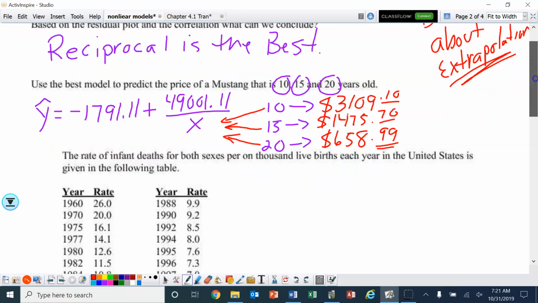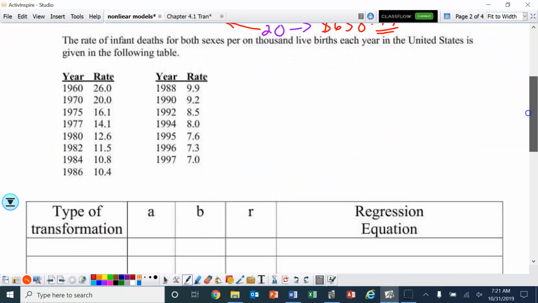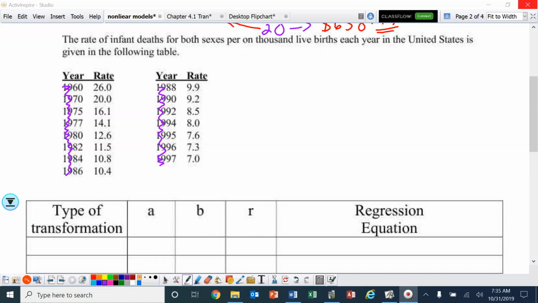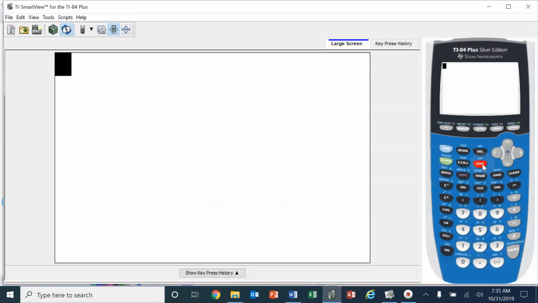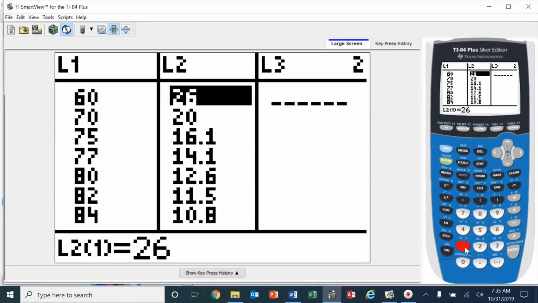Okay, so I'm going to go ahead and talk about this next problem a little bit. In this problem, we do not want to use the 19 for any of the years. You can just not type those in. On our calculator, we just need to put the last 2 digits of each of the years. You certainly could type the whole year if you want, but you don't need to. And then in list 2, we're going to put the other numbers, the rate.